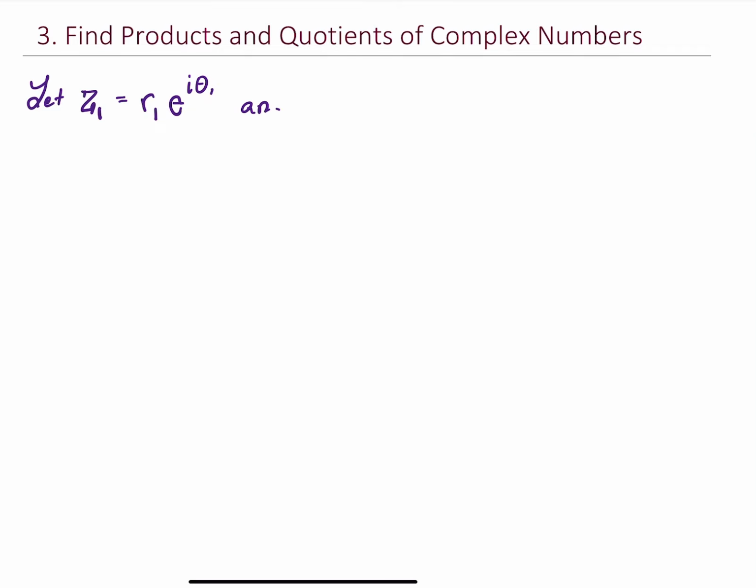And then let's just create some general second point. I'll call it z2. This would be r2 times e to the power of i theta 2. So we have two different complex numbers.